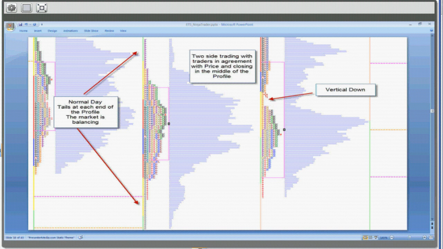A vertical market, anytime you have a single letter in the profile, it's vertical. That little single letter E shows me it was vertical coming down. The market opens up, spends its time up here, and then runs down, and they can only retrace it up a little bit. It's vertical. We actually have an automatic vertical single print indicator with audio alert.